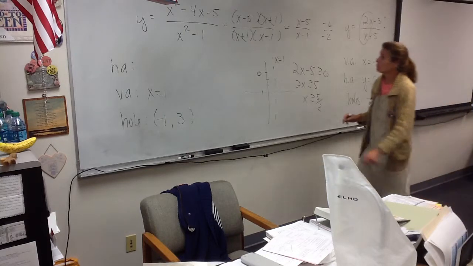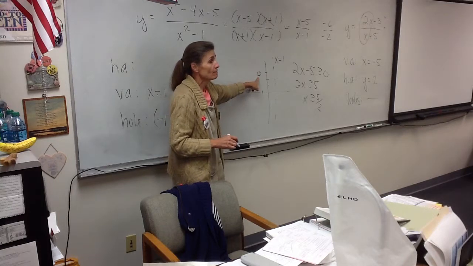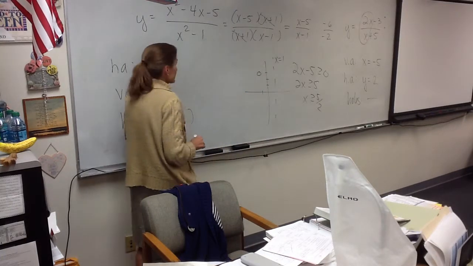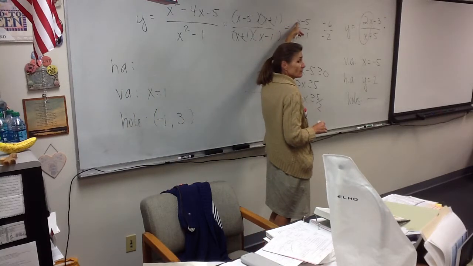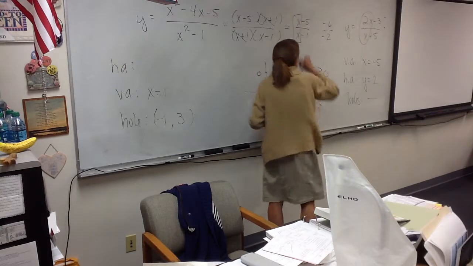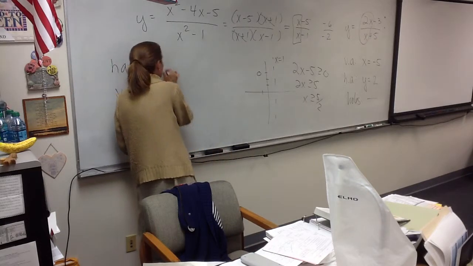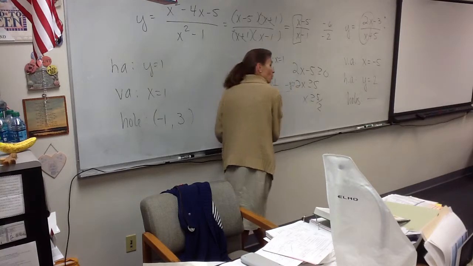No, because -1 canceled out, so we have a hole there instead of a vertical asymptote. Now, what about a horizontal asymptote? Does this problem have a horizontal asymptote? Yes, it does. You have x over x. What does that reduce to? 1. So you have a horizontal asymptote at y equals 1.